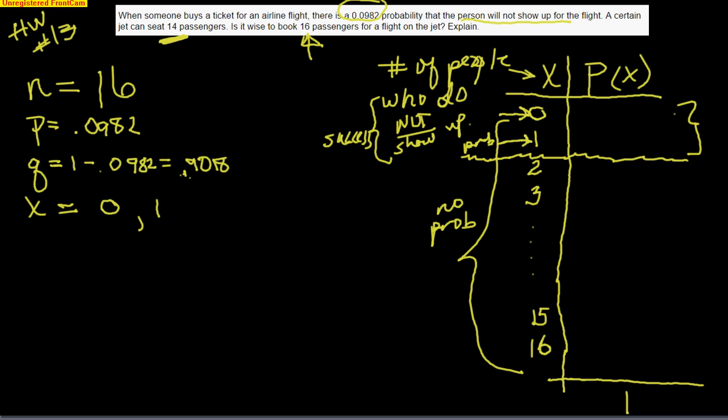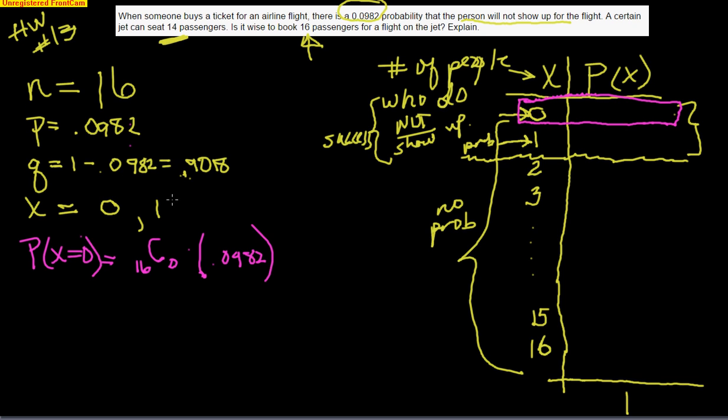Okay? I'm going to change my color so that we can start plugging into that binomial formula. All right, so let's start right here with the probability that x equals 0. We know we have to use the binomial. Probability that x equals 0 is going to equal 16 choose 0 times p, which is 0.0982, and we want 0 of those, times 0.9018 to the power of 16.